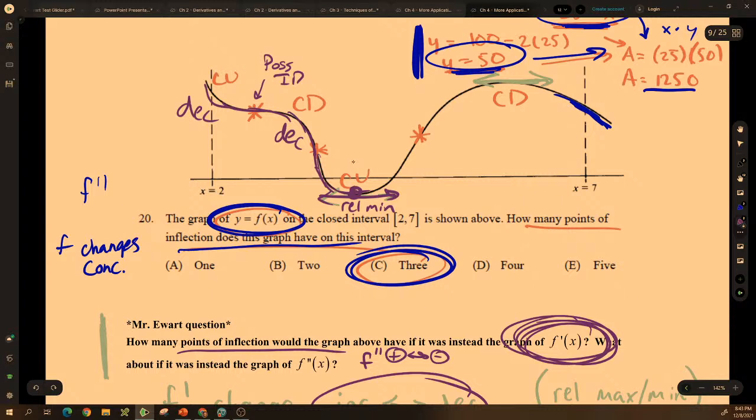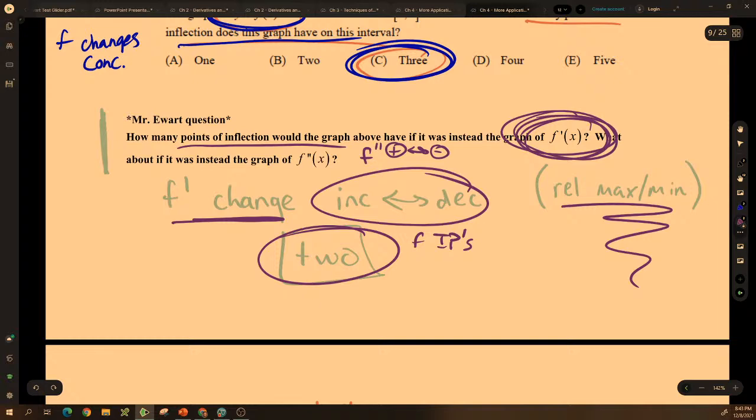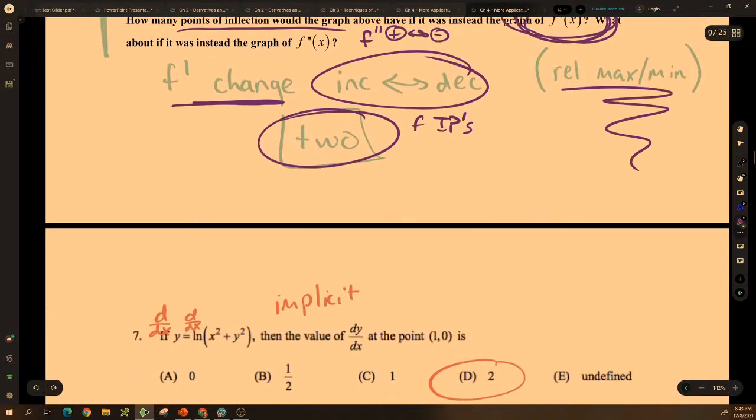And this is my first inflection point, because then the graph changes to increasing. So now my graph is increasing, increasing, increasing. Then it reaches this maximum value, which again would be another inflection point, and we change to decreasing. So this would have been 2. We would have had 2 inflection points if it had been the graph of f prime.